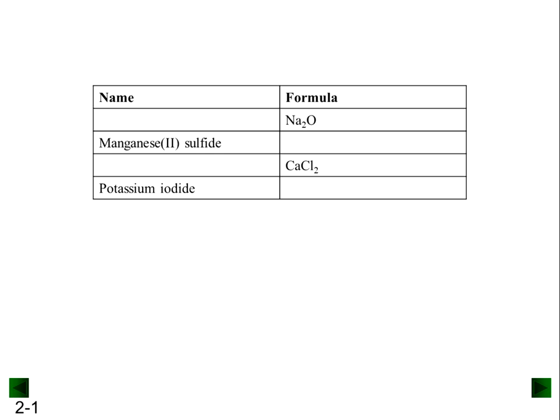Oxygen is a nonmetal, and in this case, for the ionic compound, we'll identify that as oxide, and of course that has a -2 charge, hence the Na2O formula. So the name for this compound is sodium oxide.